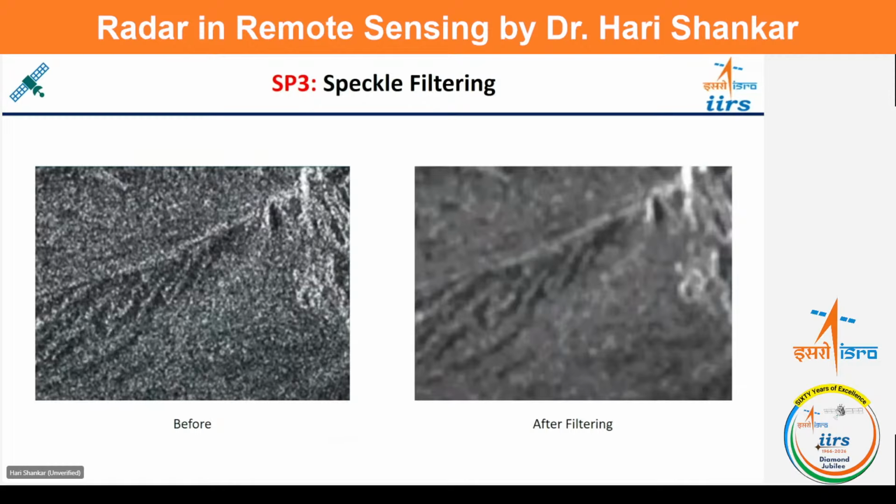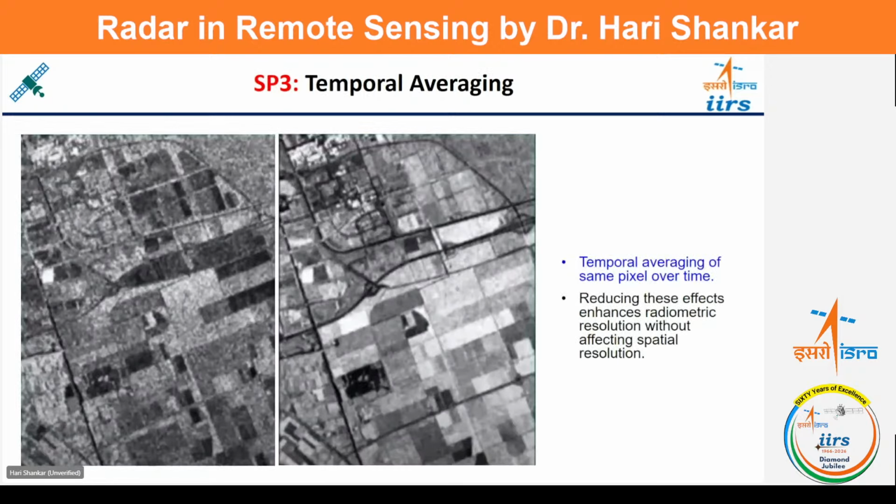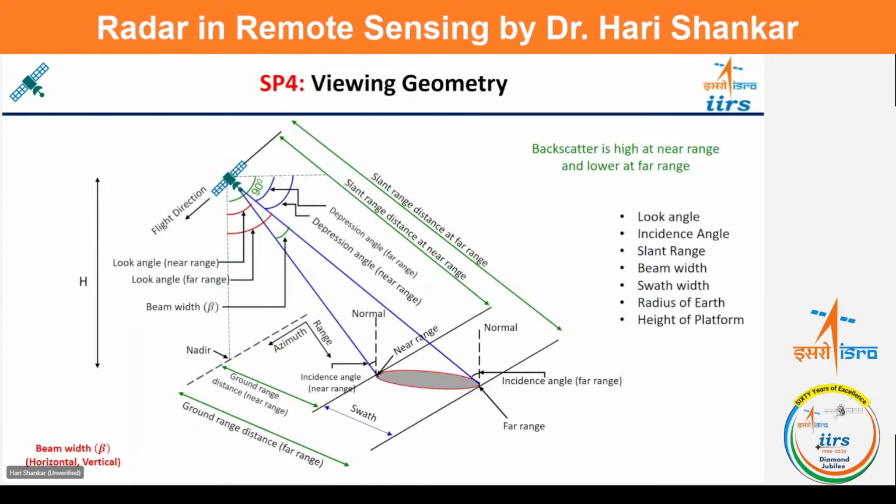This is about speckle filtering. Before it is appearing like this, and after it is appearing like this. So it is basically again averaging out the pixel values. There are filtering techniques, adaptive filters and non-adaptive filters. Non-adaptive filters are like FFT, fast Fourier transform filters. Adaptive filters are like the Frost, Lee, MAP, and Gamma filters. There are a number of filters. So here you can see the temporal averaging.